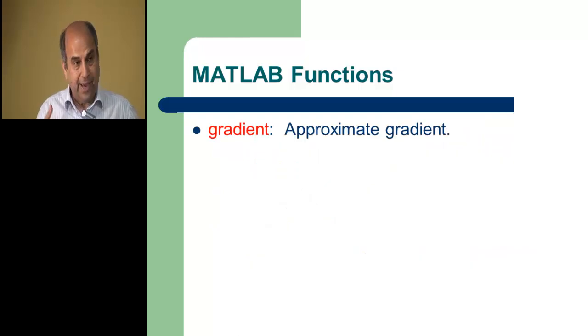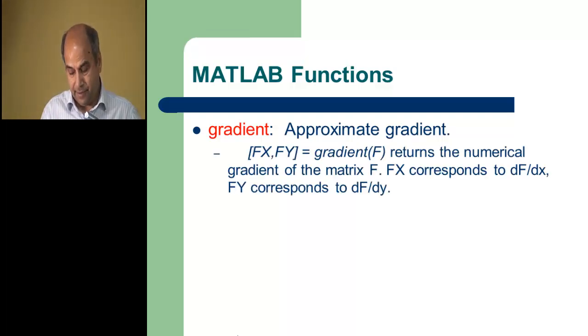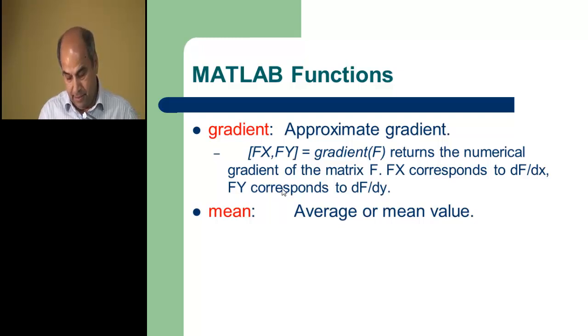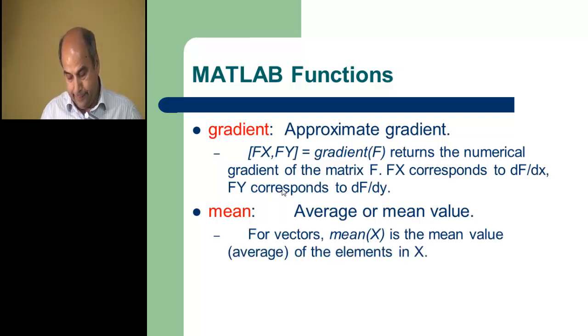So then we have another function called gradient, which will approximate the gradient as we talk about the first derivative in X, first derivative in Y. So this gives fx, fy. If you take an image f and say gradient of f, it will give you an fx matrix and an fy matrix. Fx will have the first derivative of the image with x, and fy will have the first derivative of the image with y.